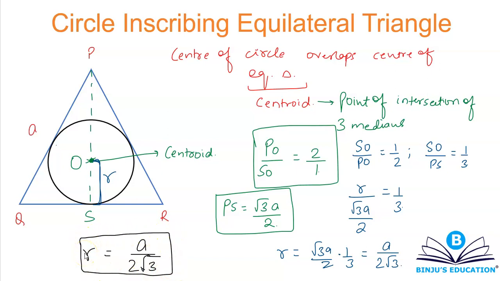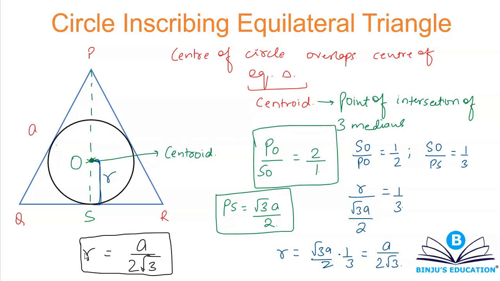So whenever you have a circle inscribing an equilateral triangle, the radius of the circle is nothing but side divided by 2 root 3 units. Now you may or may not remember the proof, but please do remember the result. The questions can be directly based on the result. Okay.